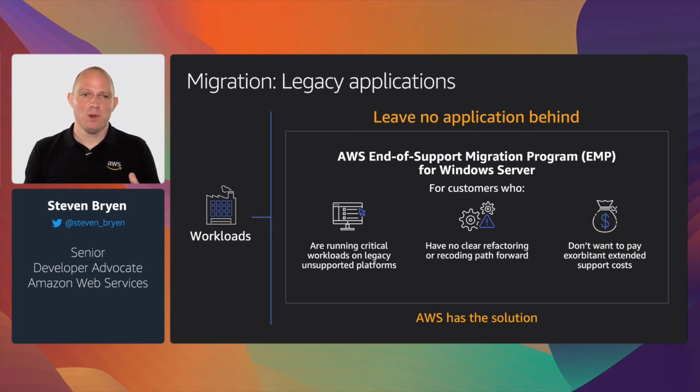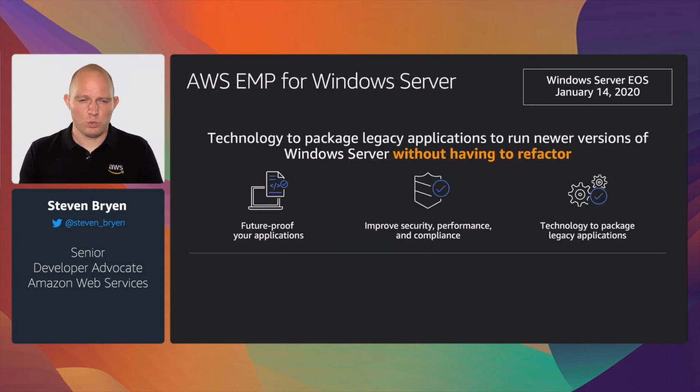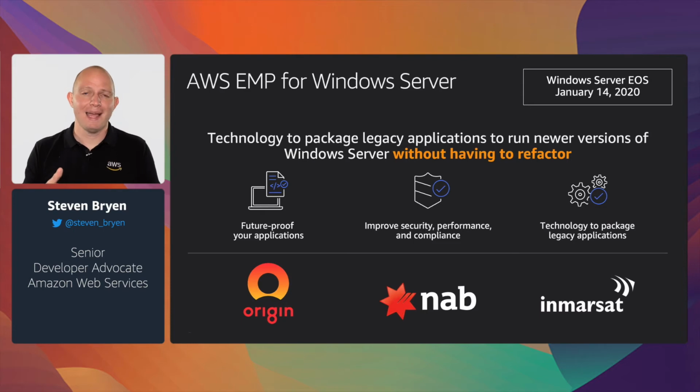Now, what does EMP do? Well, EMP allows you to migrate legacy applications from a previous version of Windows Server to a supported version of Windows Server. So if you're running critical workloads on legacy unsupported platforms, and you have no clear path forward in terms of refactoring, or the cost to do so is so significant, then EMP is the solution for you. So let's look at how that works. Well, it's basically a technology that allows you to package your legacy applications to run in newer versions of Windows Server without having to refactor.